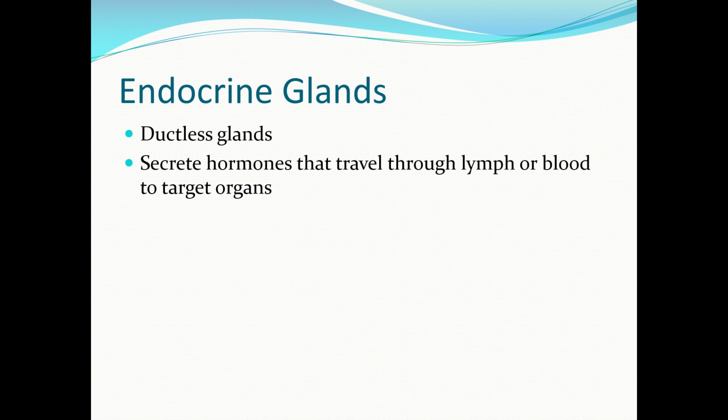Epithelial tissue can also make glands. And there are two major types of glands. There are endocrine glands and exocrine glands. Endocrine glands are ductless glands which secrete hormones directly into the bloodstream. So there are no tubes located in this gland. Basically, the hormones will be secreted by exocytosis directly into the surrounding capillaries.